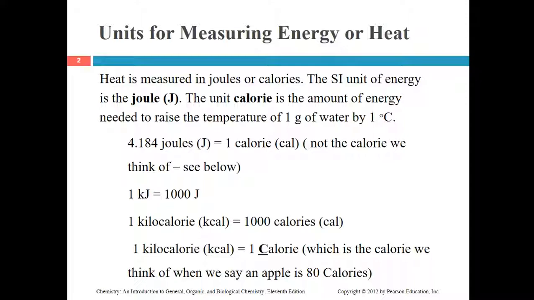Now then, remember that the K stands for kilo, like 1,000, so 1 kilojoule is 1,000 joules. So then when we get down here, 1 kilocalorie with a small c is 1,000 calories with the small c. But the kilocalorie is 1 big C calorie, which is the calories we think of. So in the calories that we think of when we say an apple is 80 calories, that's the capital C calories.